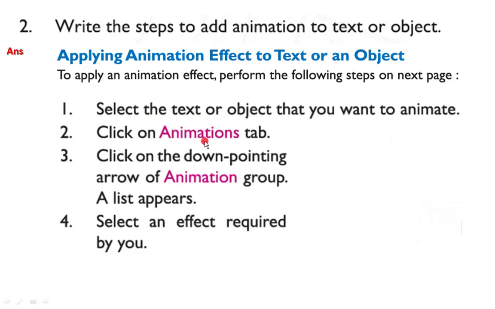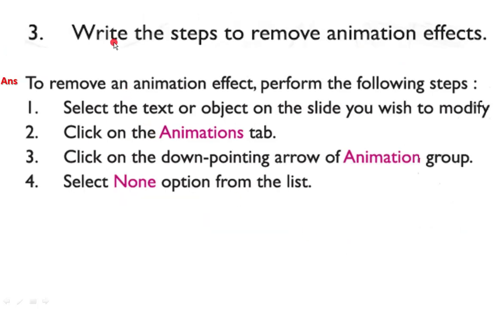Second, click on Animations tab. Third, click on the down pointing arrow of animation group. A list appears. Fourth, select an effect required by you. Third question, write the steps to remove animation effects.